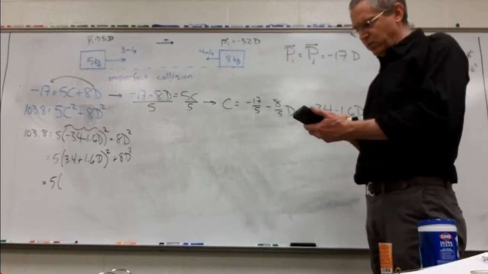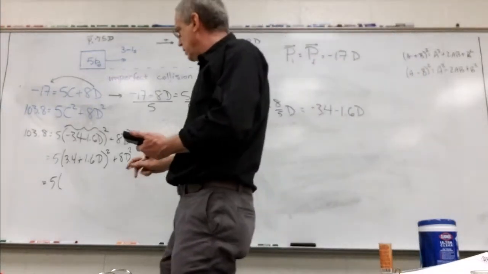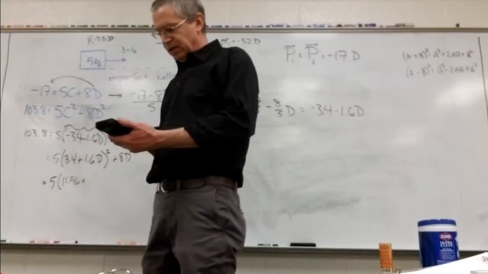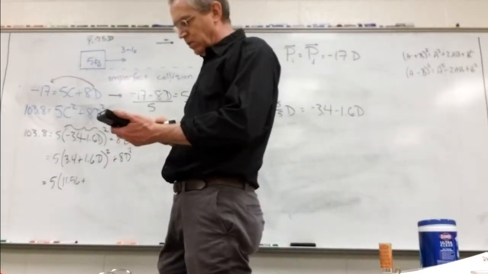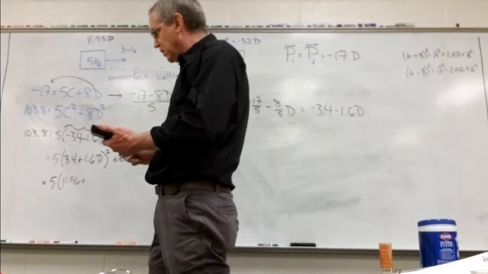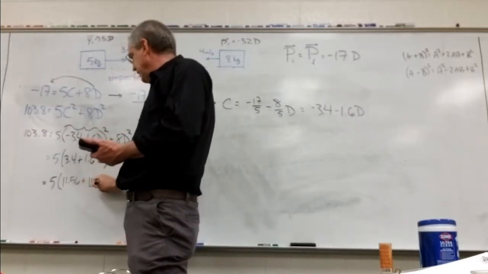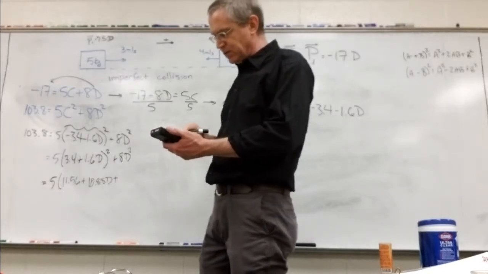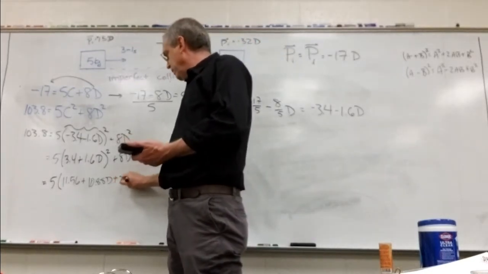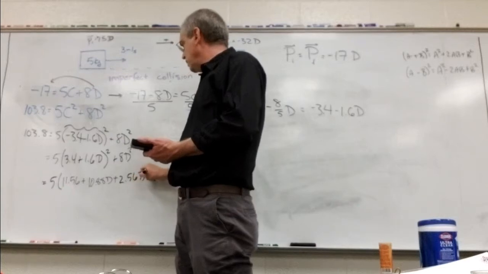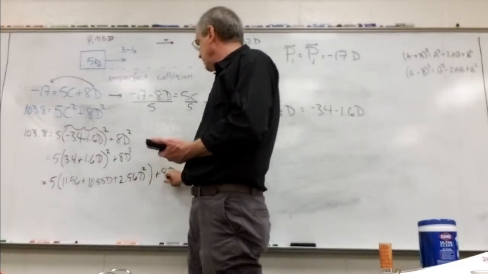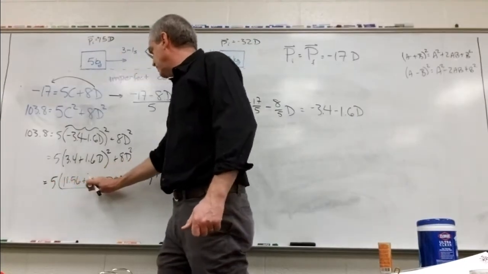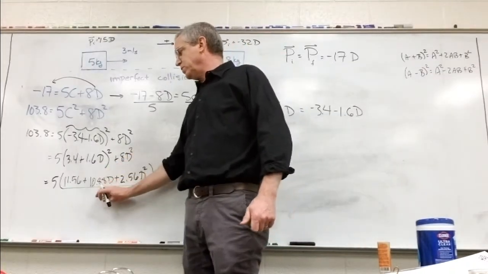So I have 3.4 squared. So this is 11.56 plus 2 times 3.4 times 1.6, which is 10.88d, plus 1.6 squared. 1.6 squared is 2.56d squared, plus 8d squared. And so multiplying out the binomial, that's this right here. This is a squared plus 2ab plus b squared.